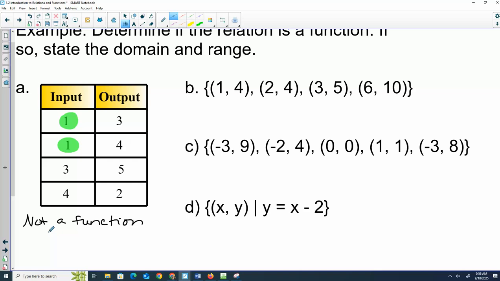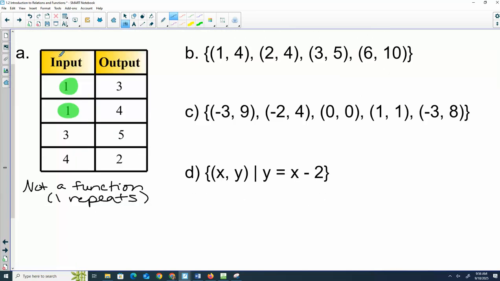It's not a function because the 1 repeats. If it's a function, your x's cannot repeat. These are my x's. I can't have anything show up repeatedly in that column. I don't care about the y, but the x can repeat. We could still do the domain and range here.